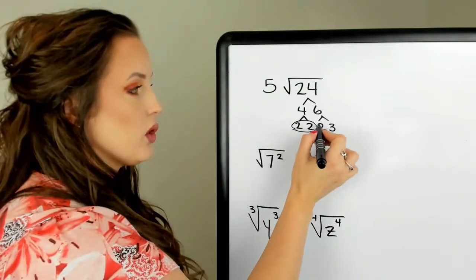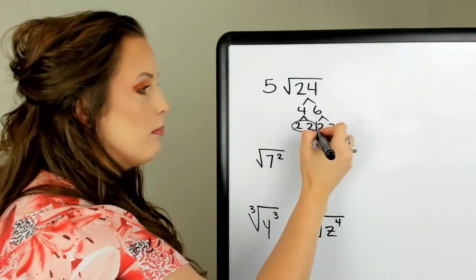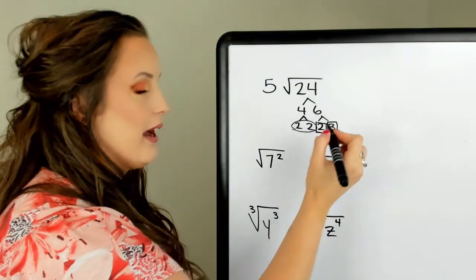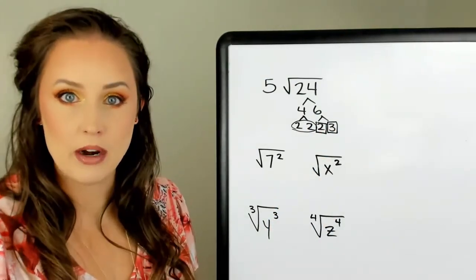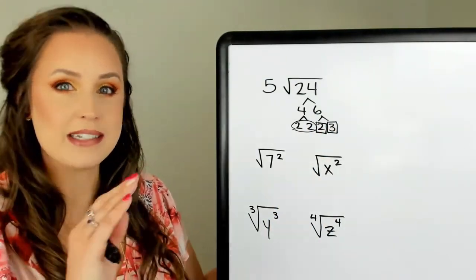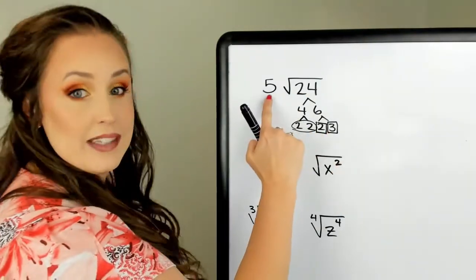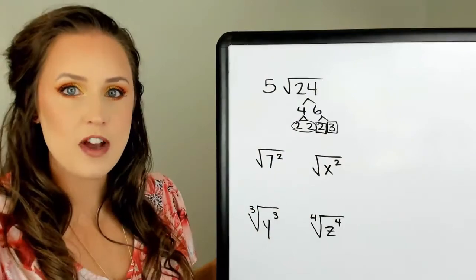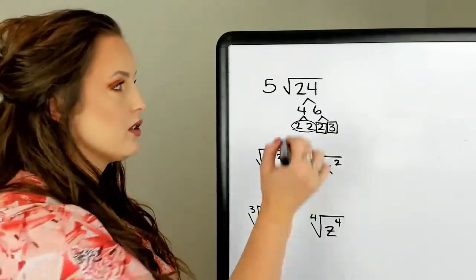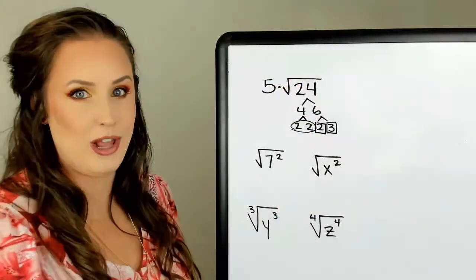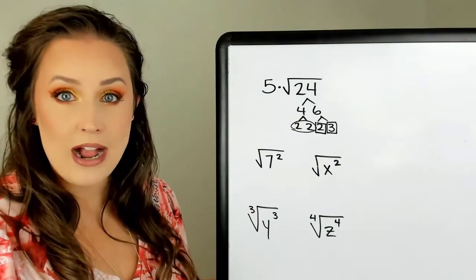So I like to circle the pairs and then put boxes around the ones that can't pair up, because numbers that aren't the same can't pair up. So everything that is a pair gets to leave the root, everything without a pair stays underneath. So this is 5 root 24. That means 5 times the square root of 24 because there's no visual operation. It's implied multiplication. So don't lose track of your 5.